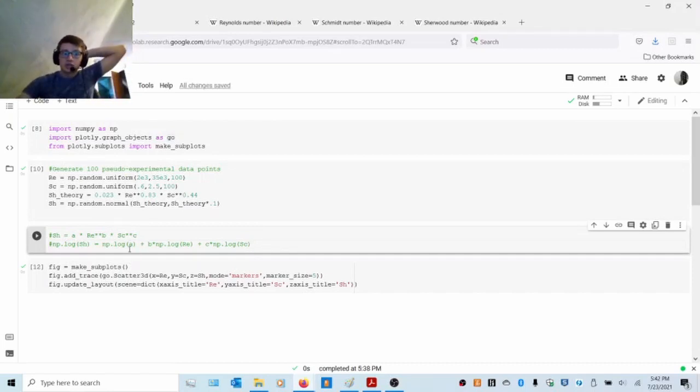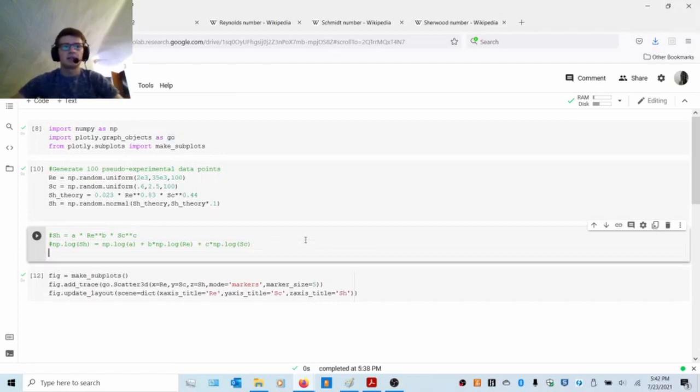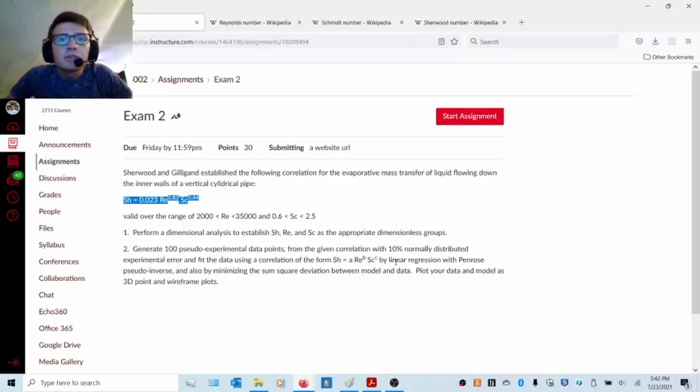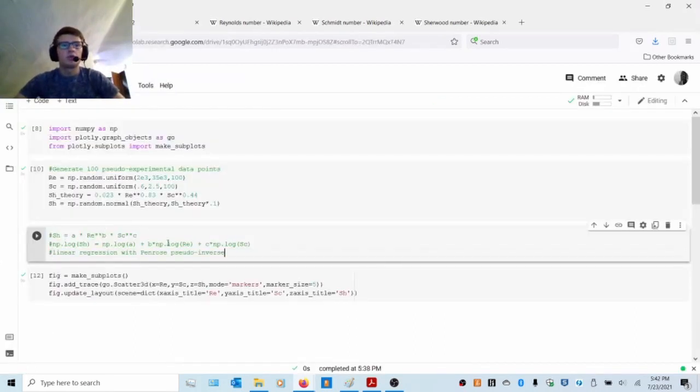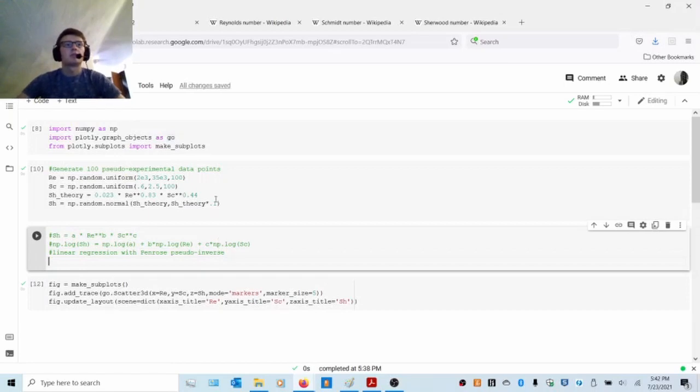Now this is a linear function. This could be modeled like y equals b plus m1 times x1 plus m2 times x2. That would be how we would visualize this. But now, based on this linearized function, we need to do a linear regression with the Penrose pseudo-inverse. So what does the Penrose pseudo-inverse say?